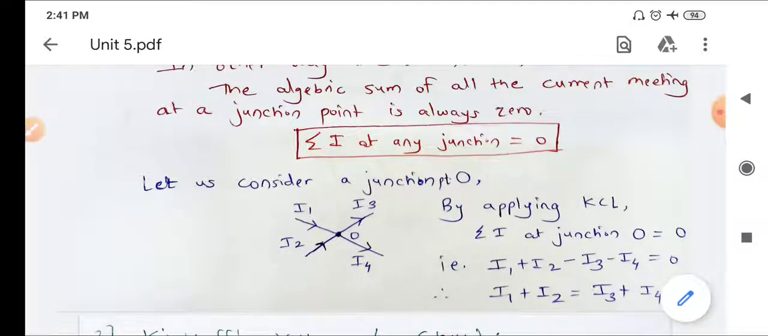Now consider the currents. Here we'll consider the sign for each current. Current entering the node we'll consider as positive, whereas current coming out of the node or junction we'll consider as negative. So here the equation becomes I1 plus I2 minus I3 minus I4 is equal to 0, or therefore I1 plus I2 is equal to I3 plus I4. Thus we have proved that the summation of I at any junction is equal to 0. Now this KCL is used for obtaining the unknown voltages in a given network.